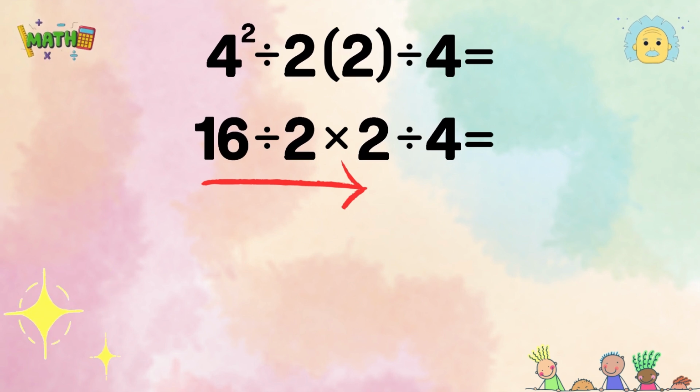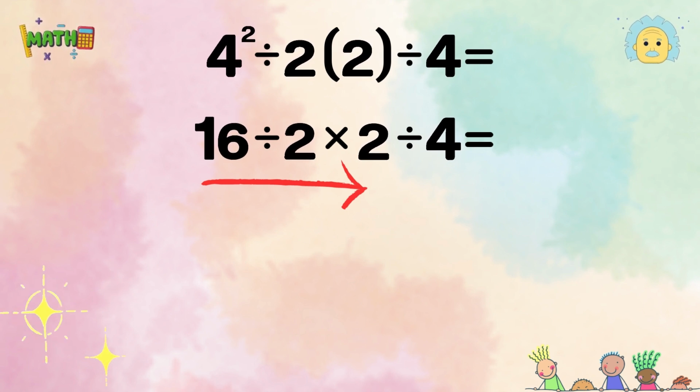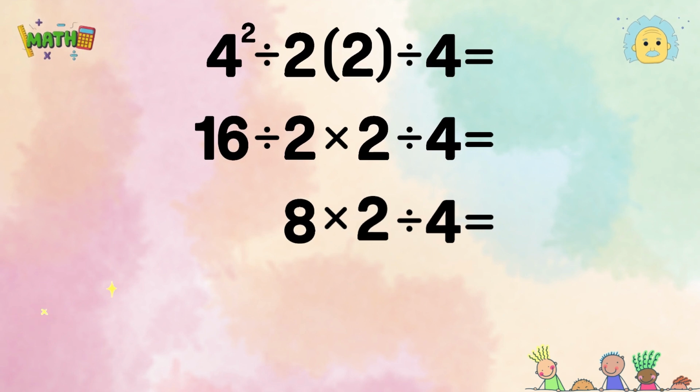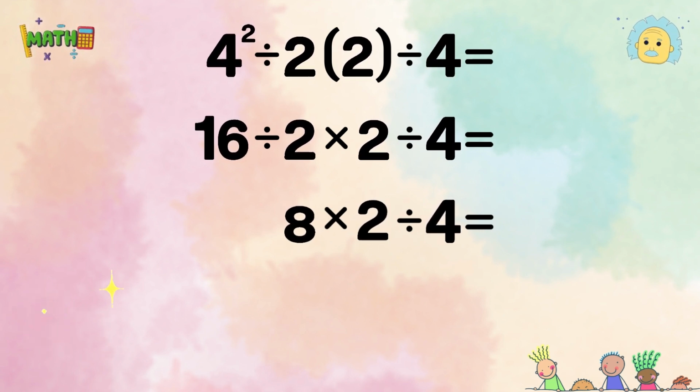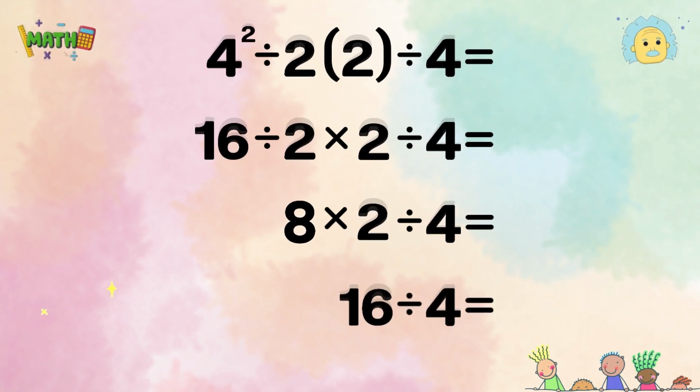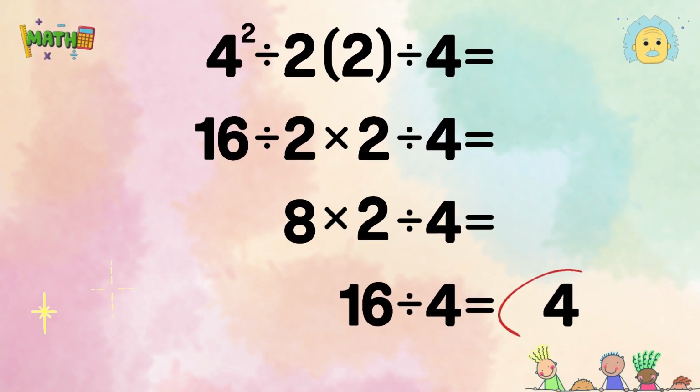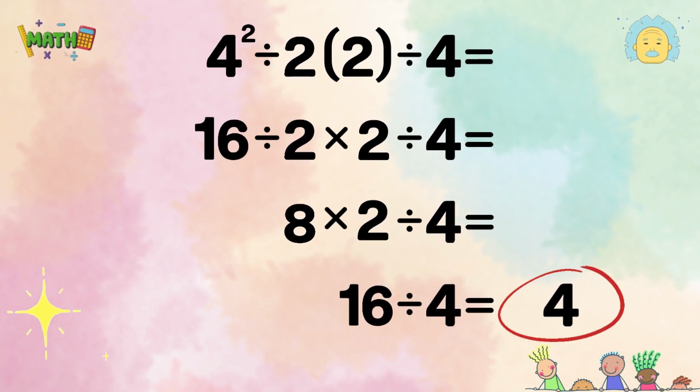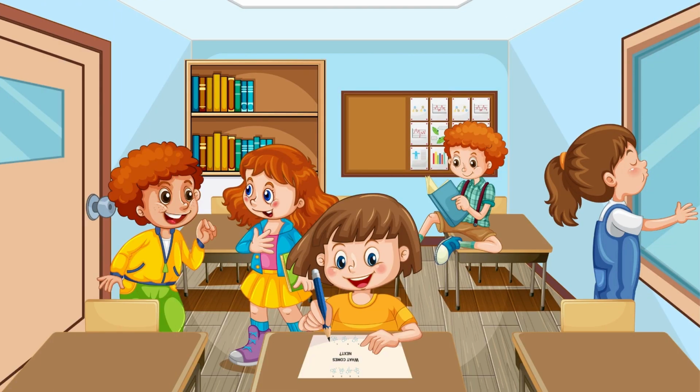So our first operation is going to be 16 divided by 2. That's 8. Then 8 times 2, we're back at 16. Finally, 16 divided by 4, which is 4, and that is the correct answer. Well done if you got that one right.